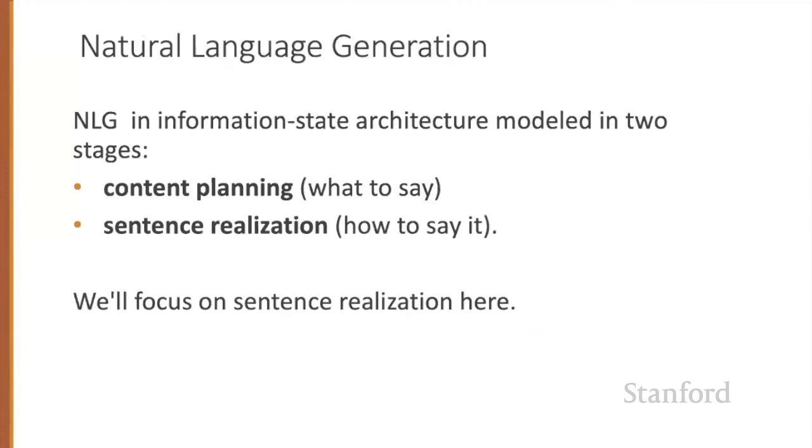Finally, once the policy has decided what speech act to generate, the natural language generation component needs to generate the text of the response to the user. The task of natural language generation in the information state architecture is often modeled in two stages: content planning, what to say, and sentence realization, how to say it.